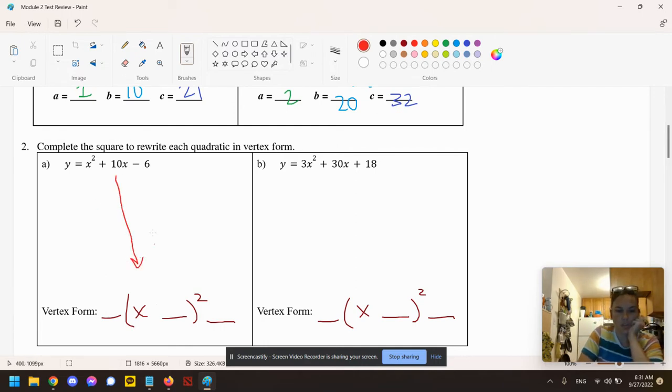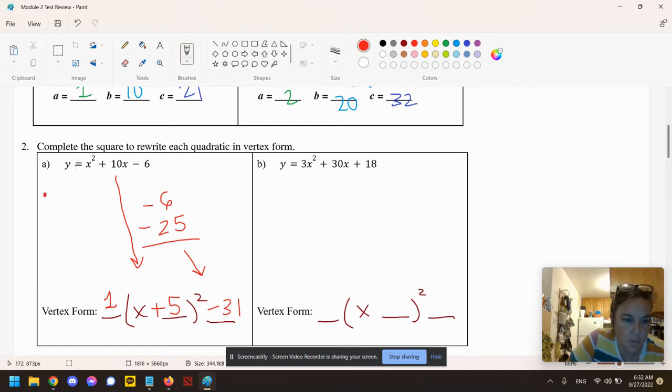Vertex form is I rewrite the a, and if there is no a, I can either erase it or write a 1. I divide b in half. I square it off to the side, and then I do c minus whatever that thing squared is. And that's my answer.